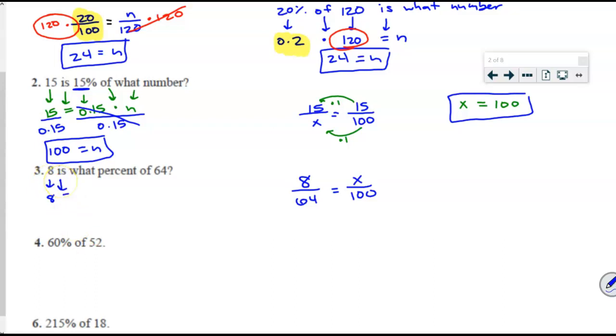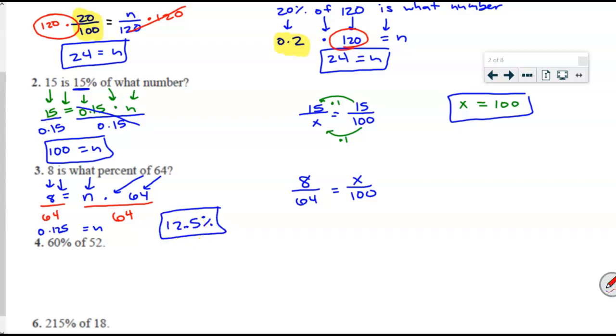8 is what percent, I don't know, so I'll use a variable, of, that would be multiplication. 64 is just that number. And again, I have this equation to solve. N is multiplied by 64, so I will divide each side by 64. And when I do that, I have 8 divided by 64 is equal to n. 8 divided by 64 is 0.125. Now this is a decimal. I need to still change it to the percent. What is the percent? So I would say that is 12.5%.